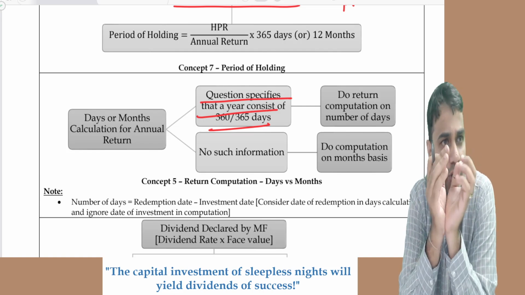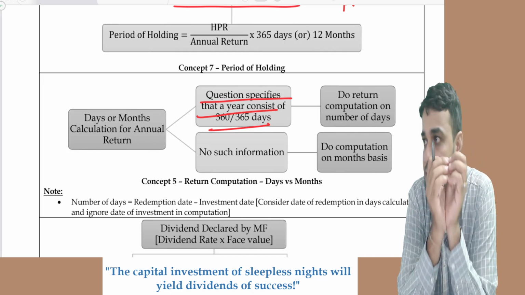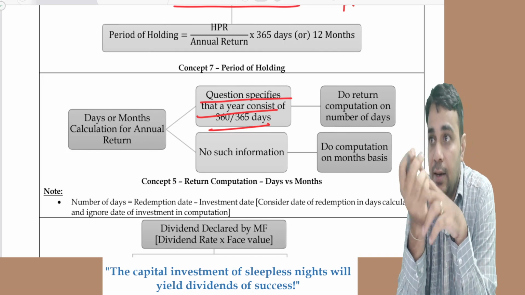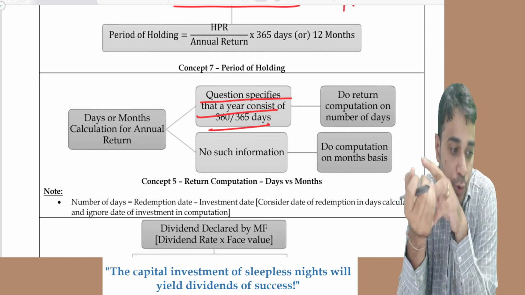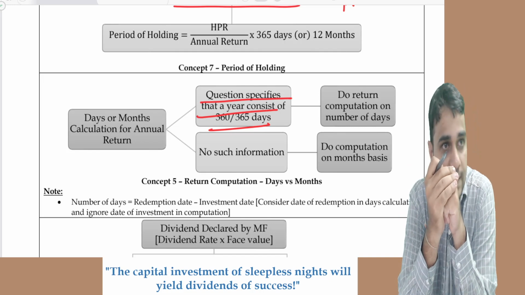Anywhere the question uses the words a year consists of 360 or 365 days, in your annual return you will do 365 divided by number of days. Anywhere you don't see this line and you know the date of investment, your choice, but normally I'll do months calculation.